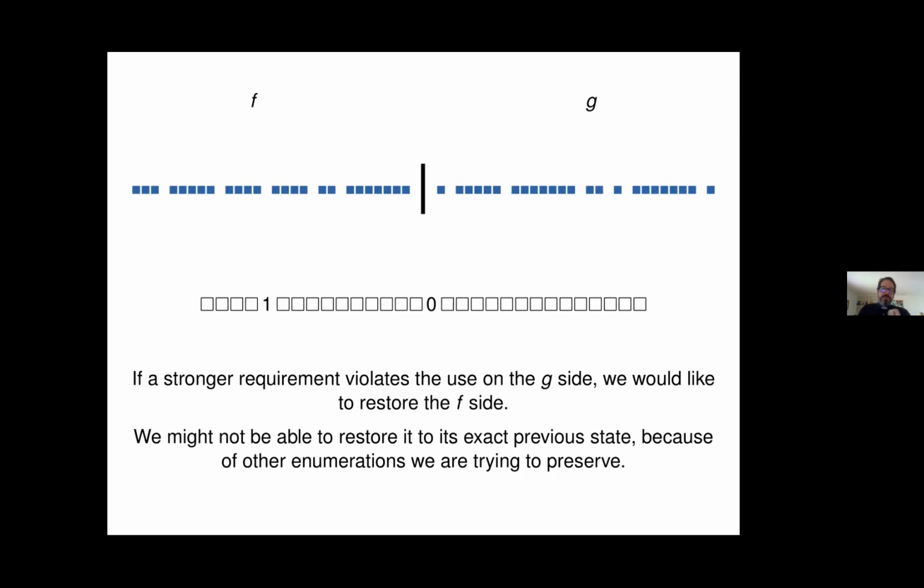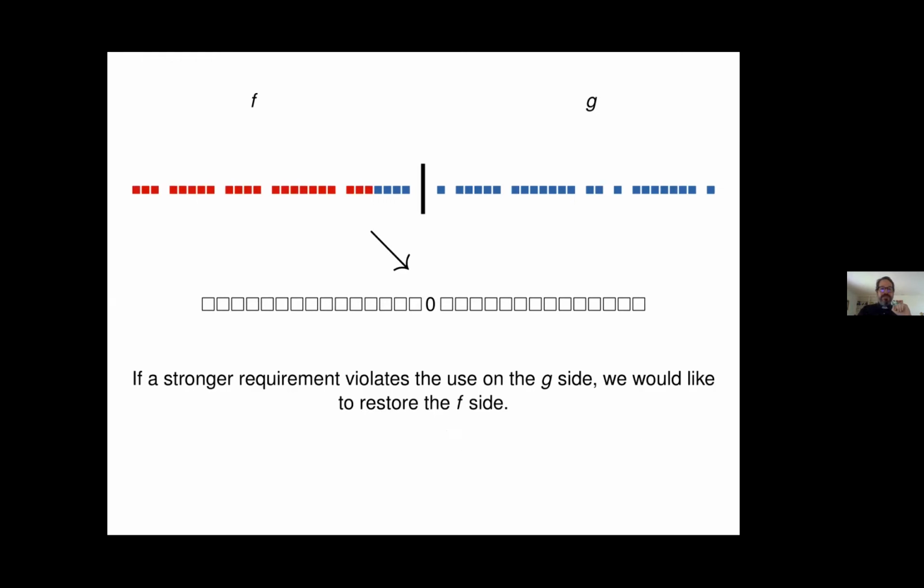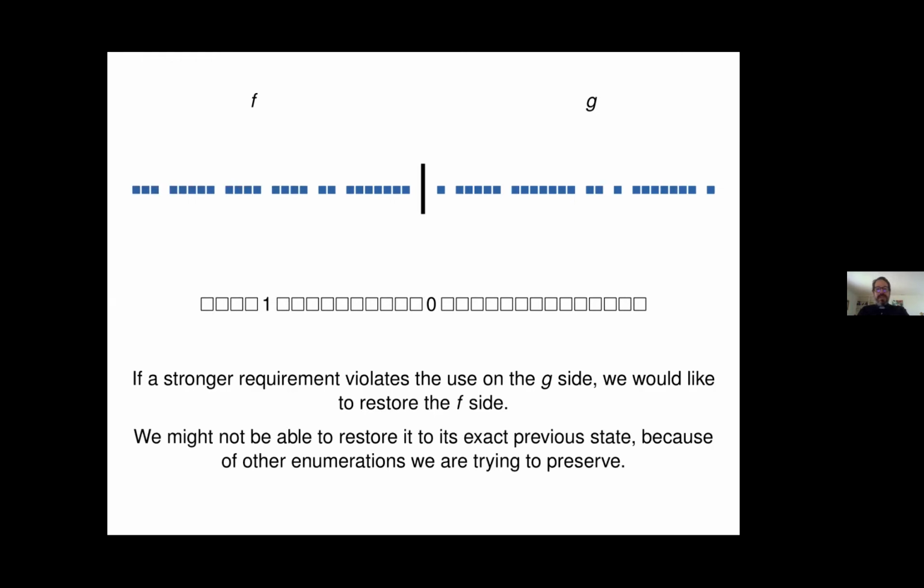So we might not be able to restore f to its exact previous stage, but we can restore it to an extension of that stage. So the previous stage here had 4 holes, and now we restore to one that has 3 of those holes. And that's still okay. The enumeration still goes back because it's an enumeration reduction. So there's no incompatibility, and that's it, and it just works. So that's the proof.